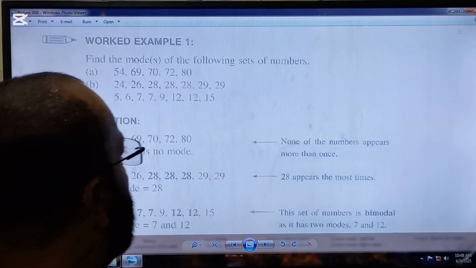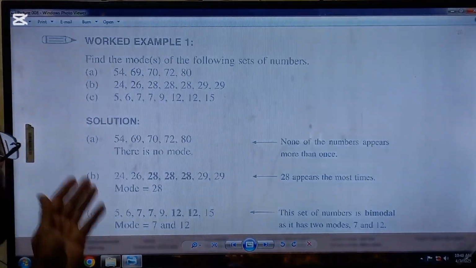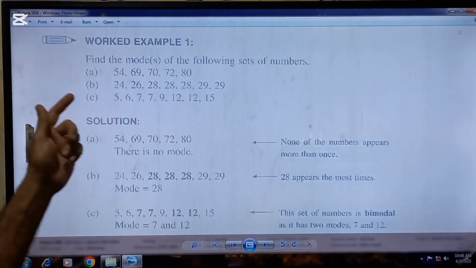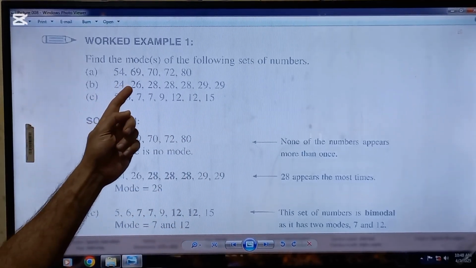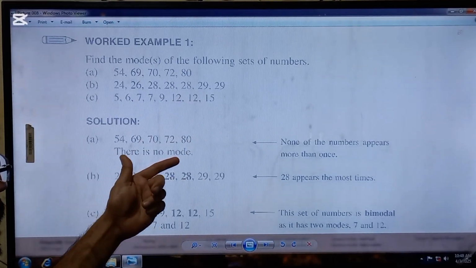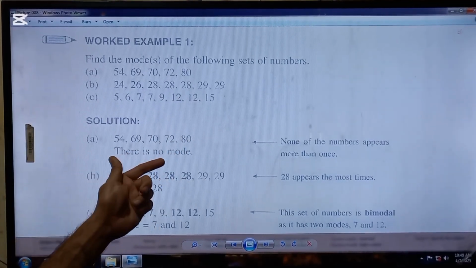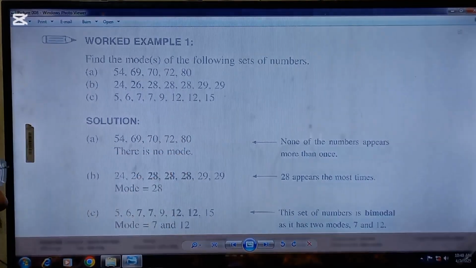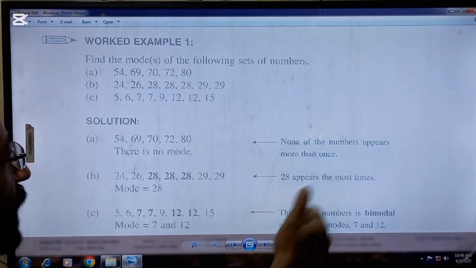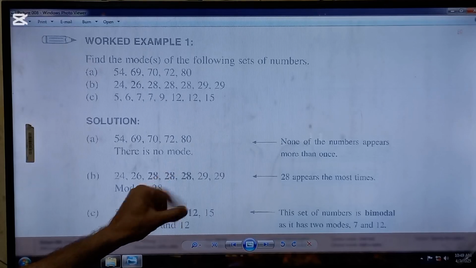Here are some questions to explain the topic. Find the mode of the following sets of numbers. A part is 54, 69, 70, 72, and 80. If you look at the values of the A part, all the values are coming only one time, none of the numbers appear more than once. So there is no mode.